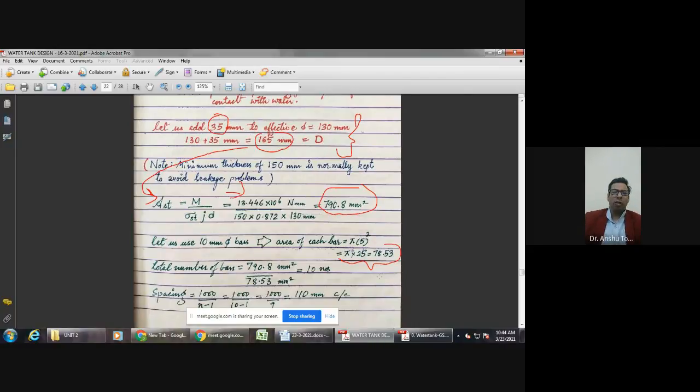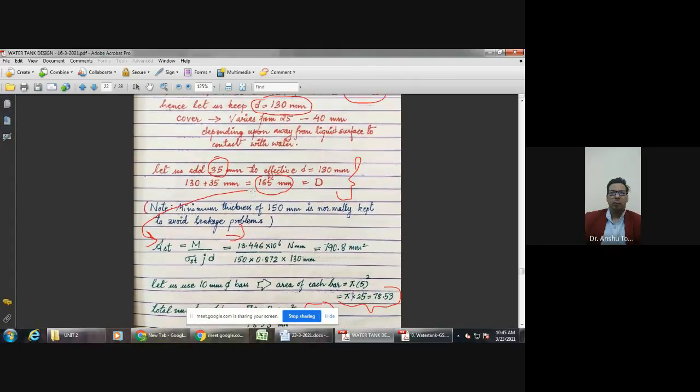If we want to find out the number of bars, we will divide this total area of steel by the area of 1 bar. So we are getting here 10 number of bars. For 10 number of bars, what is going to be the spacing? Can anybody find it for me?